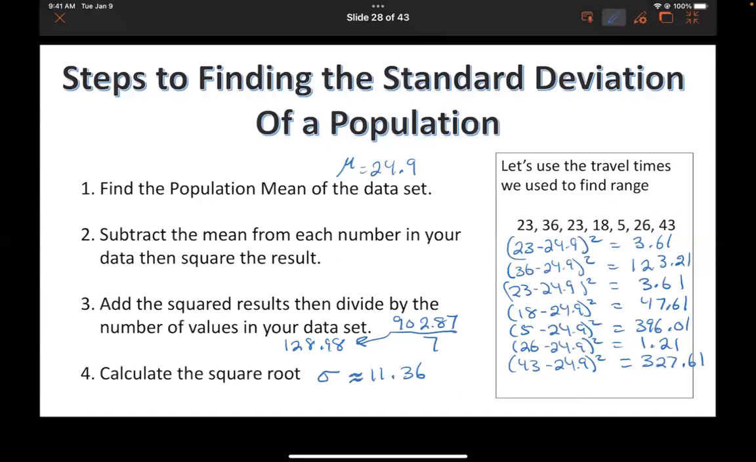But how did you get the 11.36? I took the square root of 128.98. Okay. Yeah. That gave me the 11.36. Did that get you all there? So this right here, if you are doing it by hand, it's really good to keep these steps handy because this is just really simply how you do it.